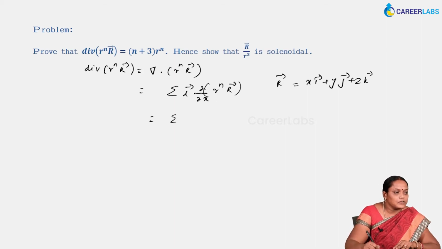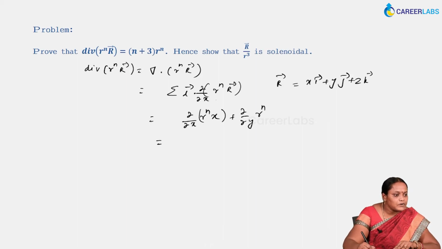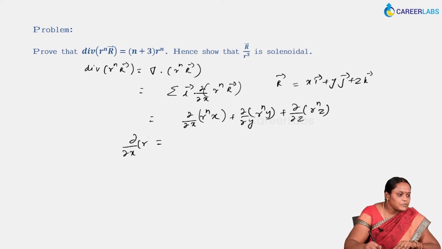When you take the dot product, this gives dou by dou x of r to the power n into x. Similarly you will get the other terms, but I am retaining everything in summation. Let us write everything fully: dou by dou x of r^n x, plus dou by dou y of r^n y, plus dou by dou z of r^n z.